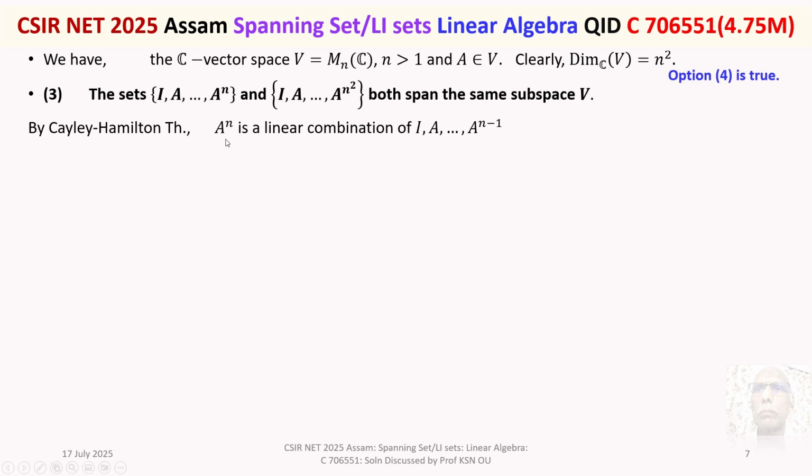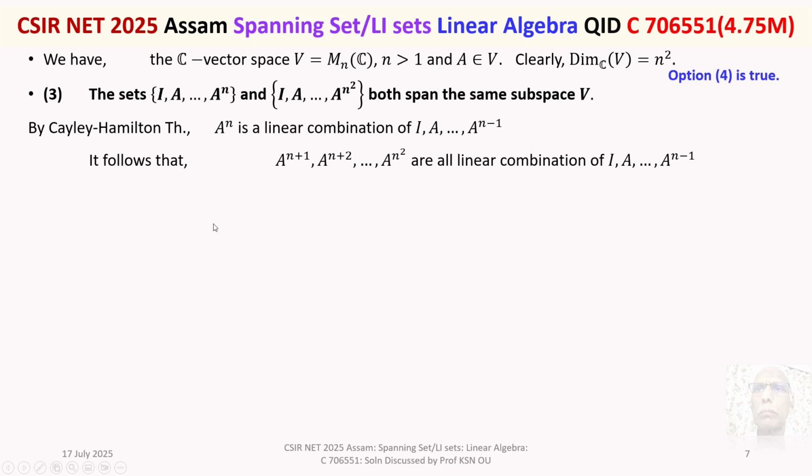From this, it follows what A to the power of n plus 1 will be. A to the power of n plus 1 is a linear combination of I, A, A squared, up to A to the power n. But A to the power n is a linear combination of I, A, etc., A to the power of n minus 1. Therefore, A to the power n plus 1, A to the power n plus 2, and so on, up to A to the power n squared, are all linear combinations of the matrices I, A, up to A to the power of n minus 1.